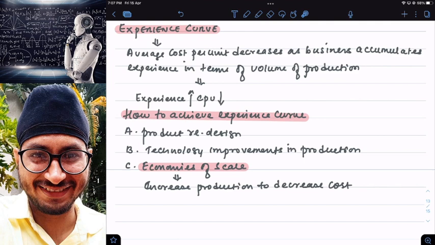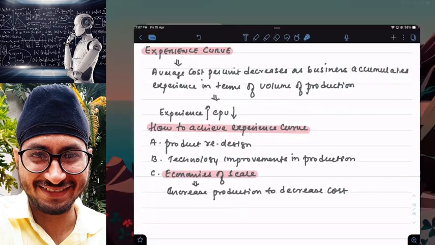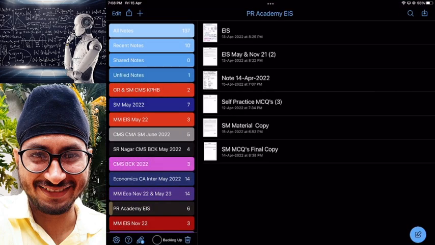So in simple words, when a business gets more and more experience, my experience increases, what is going to happen? My cost per unit is going to decrease. Clear? This is a small concept of experience curve.